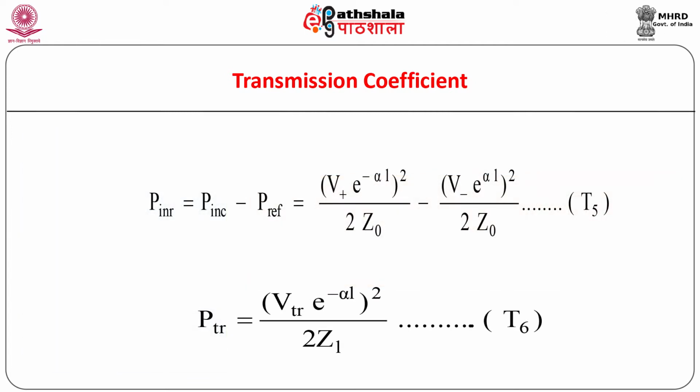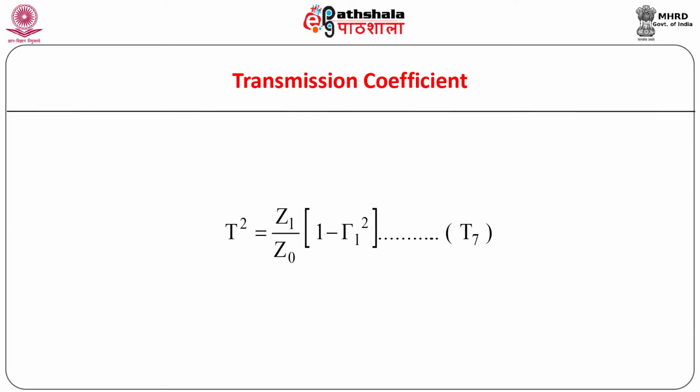On similar lines, we can write the expression for power transmitted along the transmission line as shown. Note that the square of the amplitude of transmitted voltage is divided by the load impedance ZL and not by the characteristic impedance Z0. Let us call the equation for transmitted power as T6. By equating the two expressions for power, namely T5 and T6, we obtain the equation as shown.